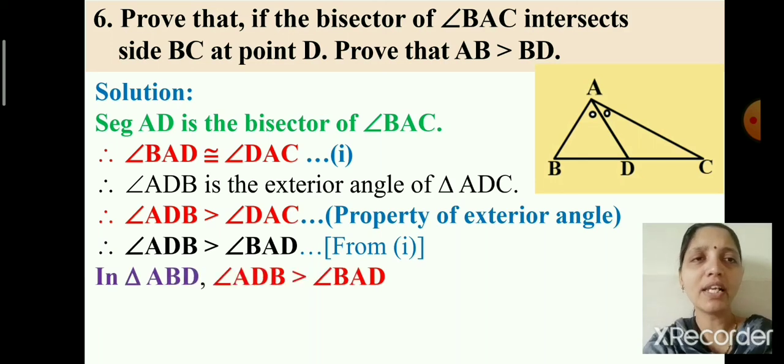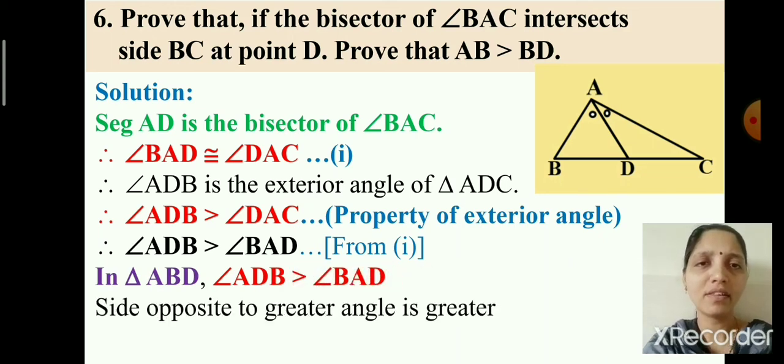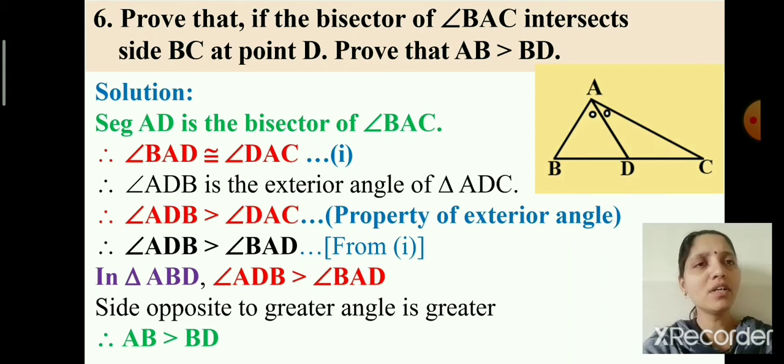In triangle ABD, angle ADB is greater than angle BAD. Side opposite to greater angle is greater. So by this property we can write here AB is greater than BD. Hence we have proved the statement.